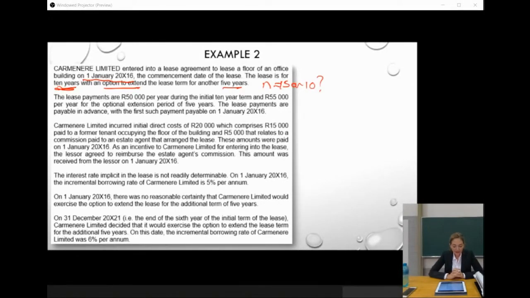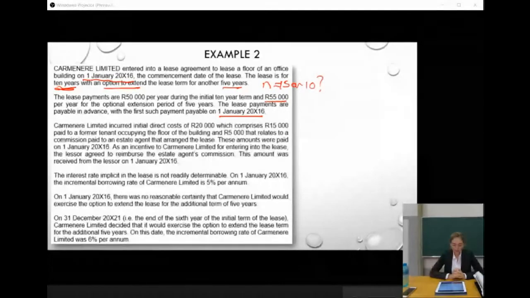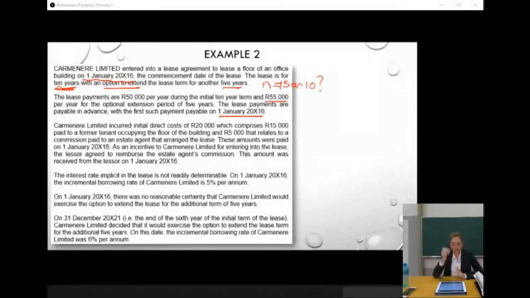The lease payments are 50,000 per year during the initial 10-year term, and if we do extend it, the lease payments are going to go up to 55,000. The lease payments are payable in advance, with the first such payment payable on the 1st of January X16, which is the commencement date of the lease. Carbonier Limited incurred initial direct costs, which comprise 15,000 paid to a former tenant occupying the floor of the building, and 5,000 relating to a commission paid to an estate agent.